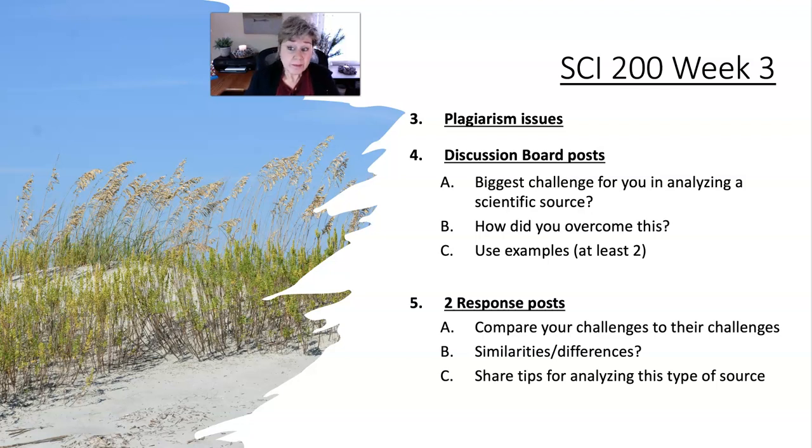But there are other issues that you're going to have too when you start analyzing a scientific source. How did you overcome this? So your biggest challenge, how did you overcome this? And use a couple of examples. Say, when I looked up ocean acidification and I went to the NOAA website and I found this article, then I didn't understand what pH even was. Okay, so that's one example.